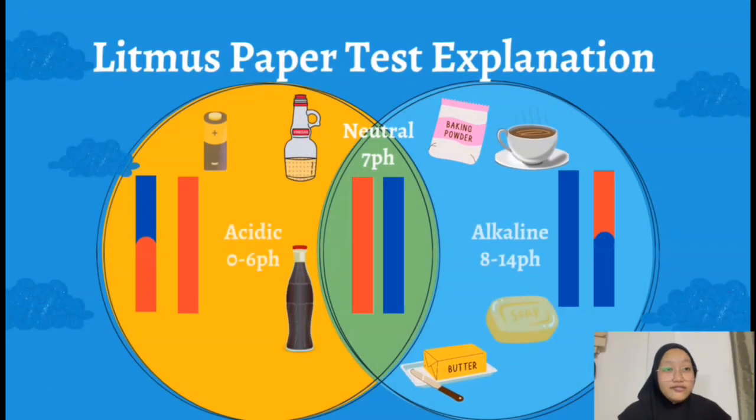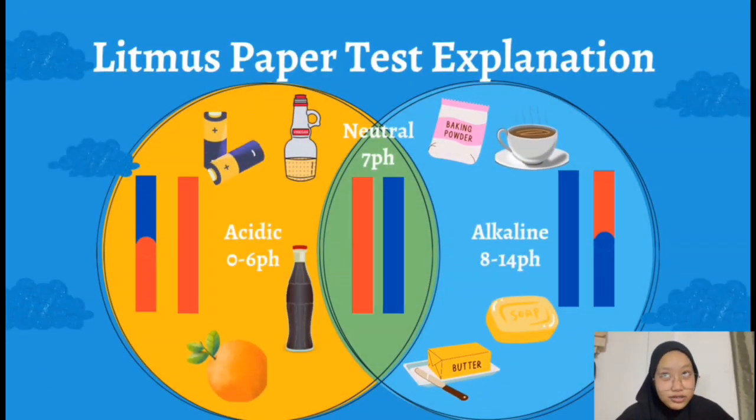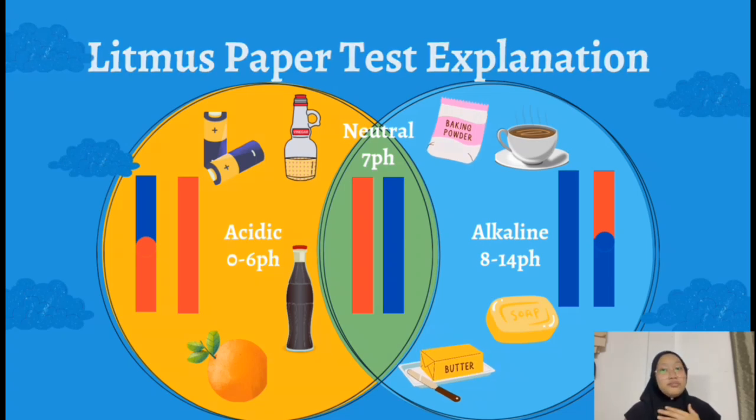Continuing my part for the litmus paper test explanation, litmus paper is filter paper that has been treated with a natural dye extracted from lichens. This dye is sensitive to acidity and will change color depending on the pH of the solution it comes into contact with. For example, red litmus paper will turn blue in alkaline solution that has pH above 7, while blue litmus paper will turn red in acidic solution that has pH below 7.